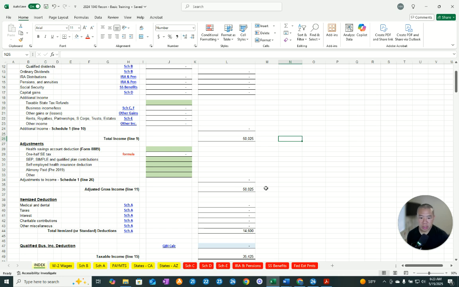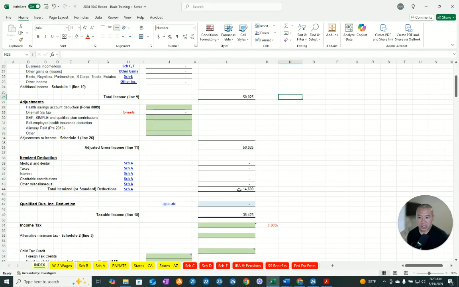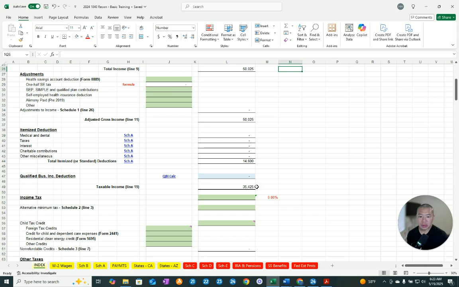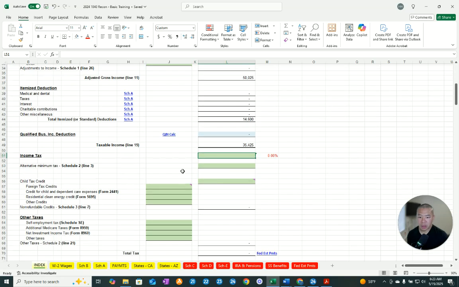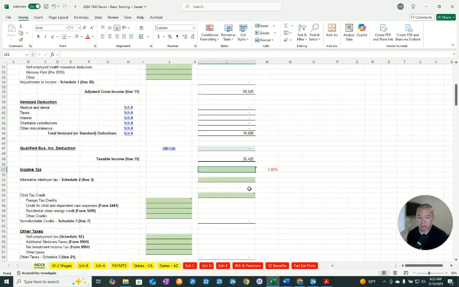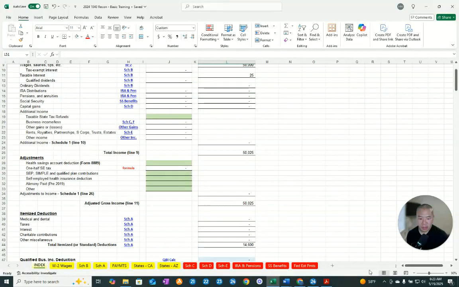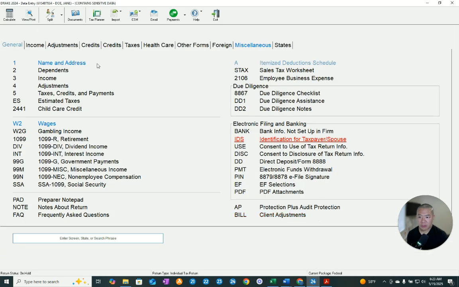adjusted gross income or AGI is $50,025, standard deduction of $14,600. So your taxable income is $35,425. I don't know what the income tax is. I'll have to enter it into my software and figure it out. There's no child tax credit, no dependent care credit, no other additional credit. So this is the first part, input into this 1040 reconciliation. Then I go into my tax software.